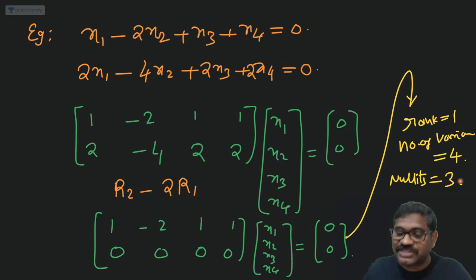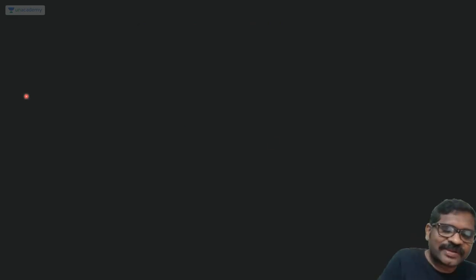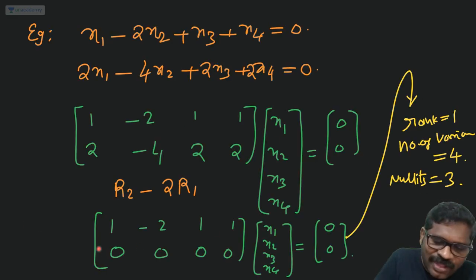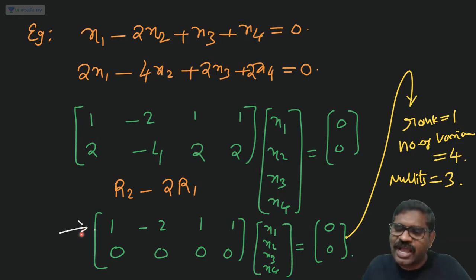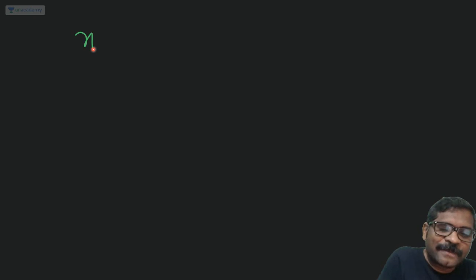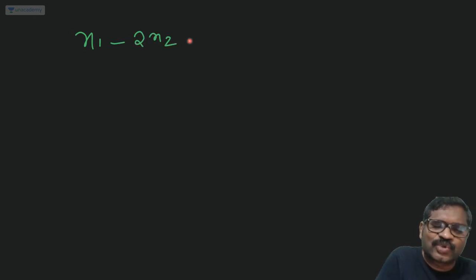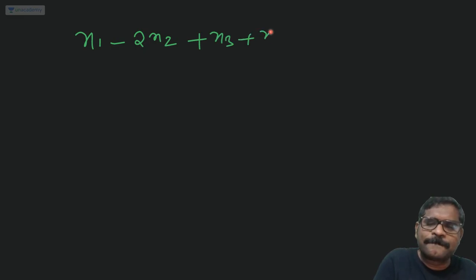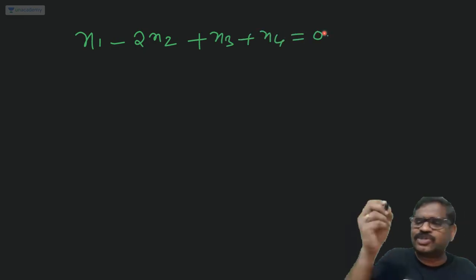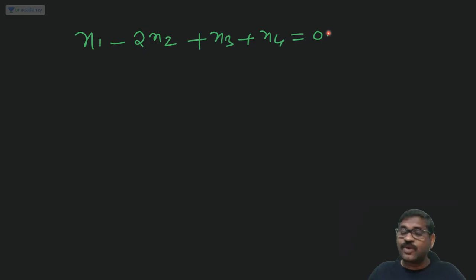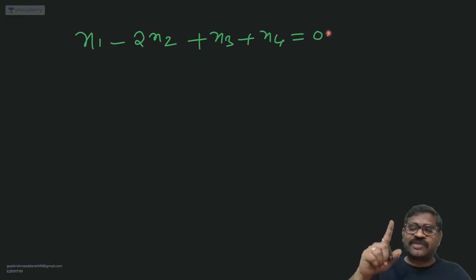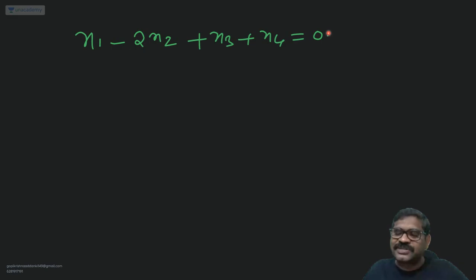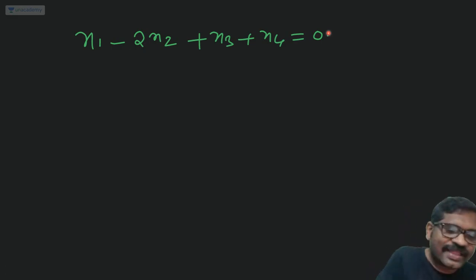First, you write the equation. With the help of the first, non-zero row, I am going to write the equation: x1 minus 2x2 plus x3 plus x4 equal to 0. Okay? Now, you have only one equation. You have 3 free variables. Sir, which 3? You can take any 3. Let us take.